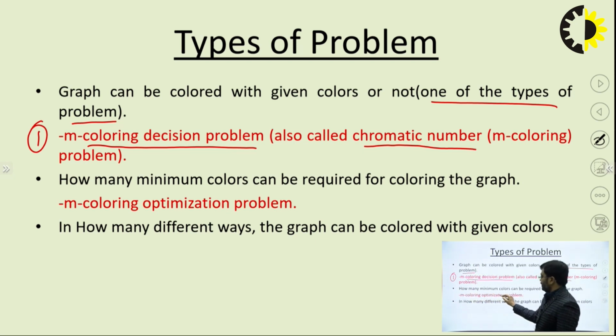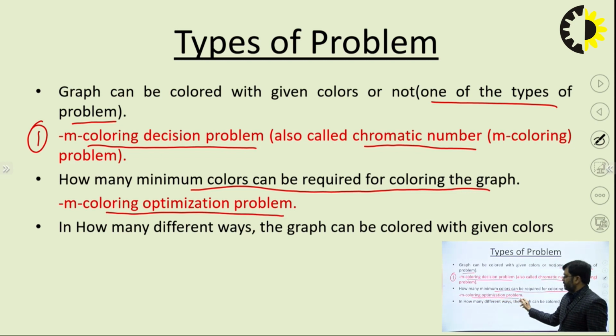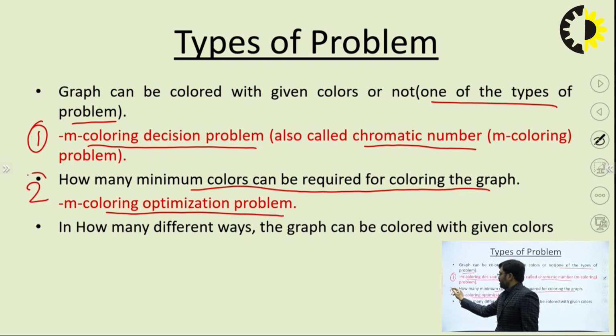Second type of problem: how many minimum colors are required for coloring the graph? So we have a given graph, and if you want to find how many minimum colors are required for coloring that graph, it is the m coloring optimization problem that comes under this category.